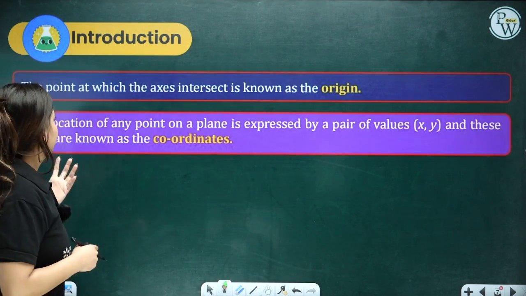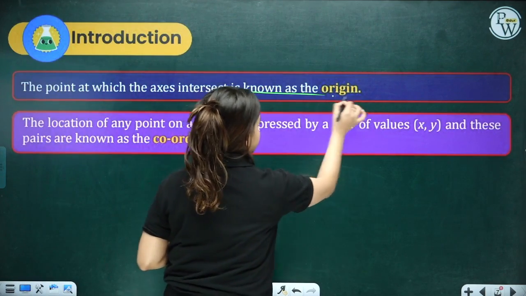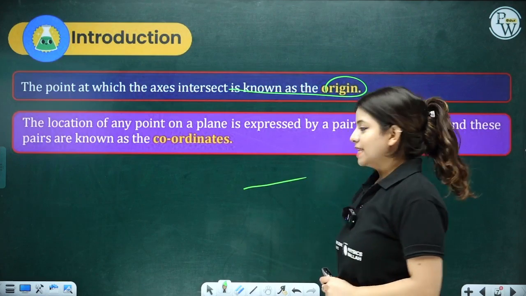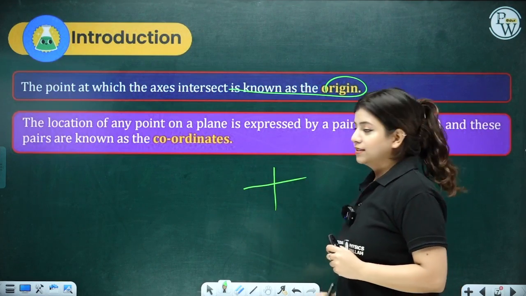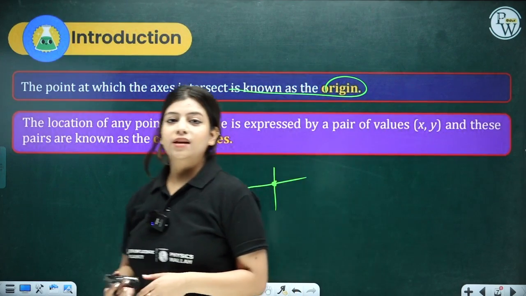The next thing that we have is that the point at which the axes intersect is known as the origin. The center point. If I draw the x-axis as this and the y-axis as this, their point of intersection, students, is known as your what?